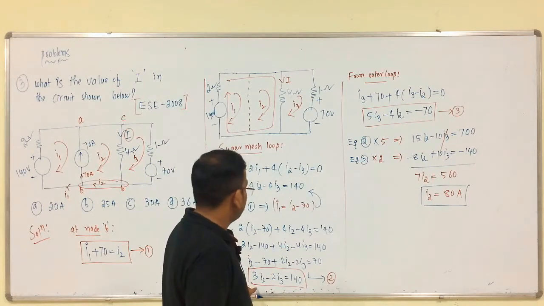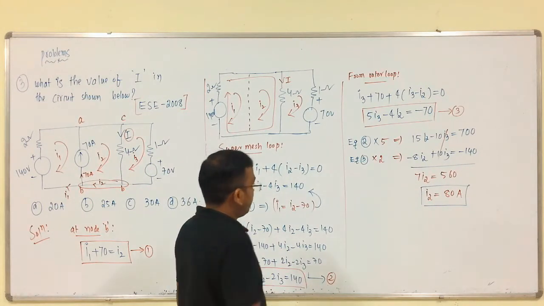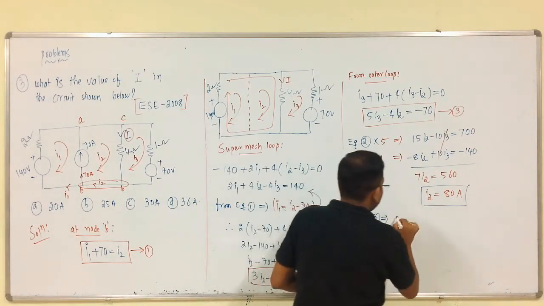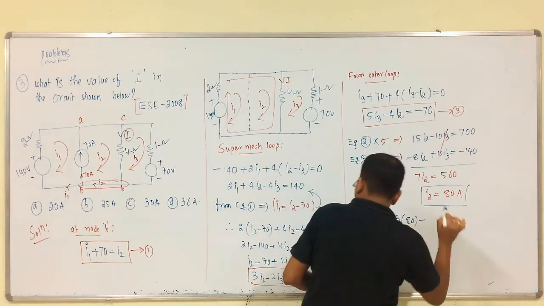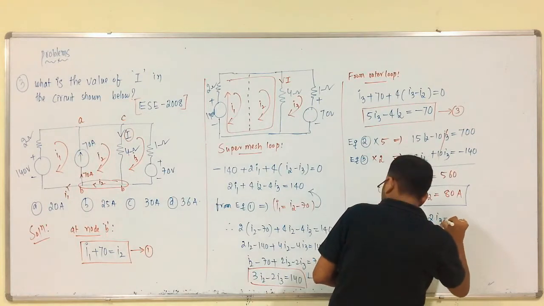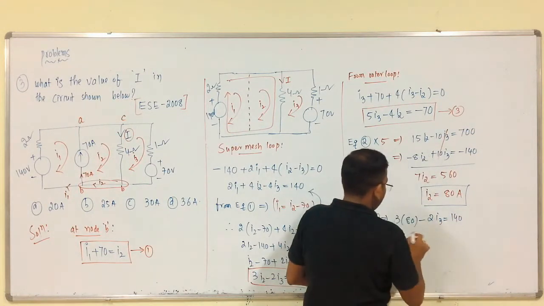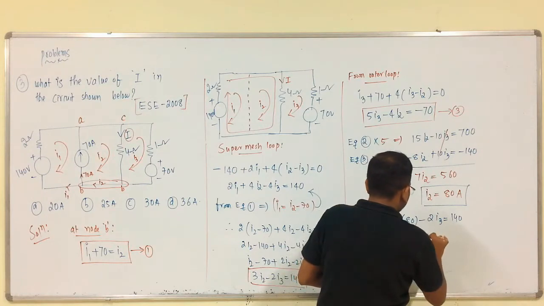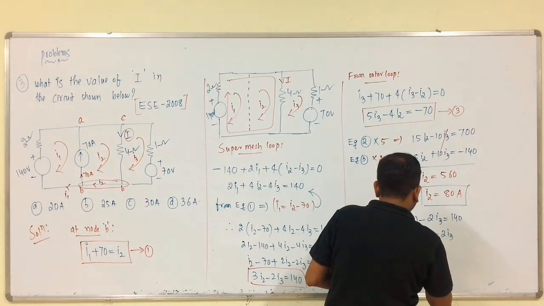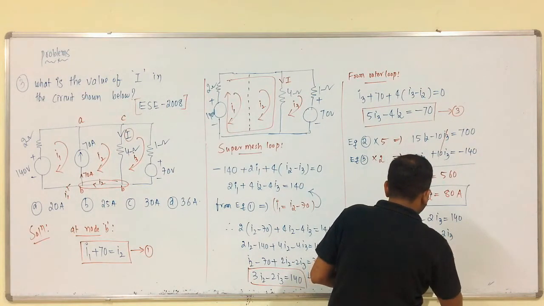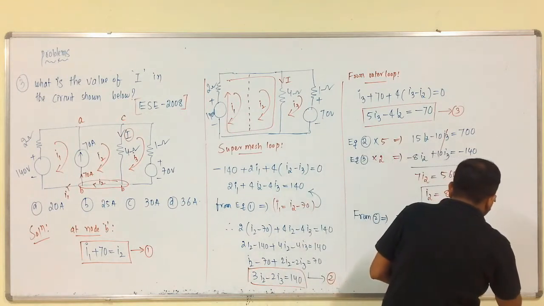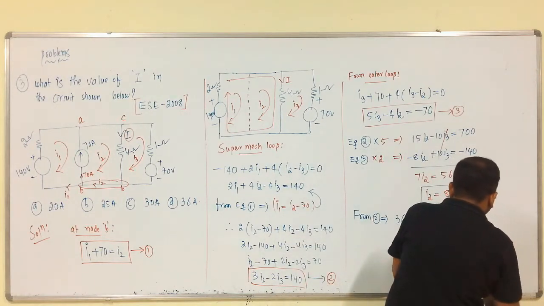So, we will consider this. From 3 into I2 minus 3 into I2 minus 3 into 80 minus 2 I3, which is equals to 140. Therefore, 240 minus 140 is equals to I3. So, I3 is equals to 100 by 2, which is equals to 50 amps.